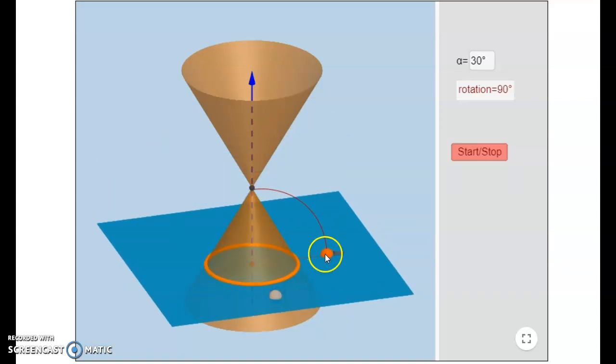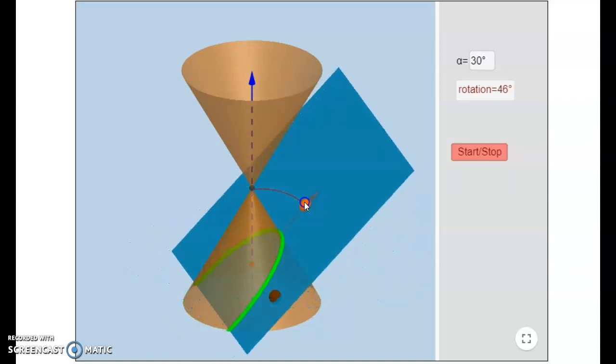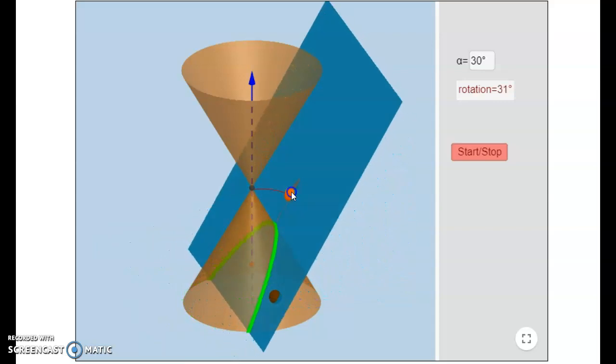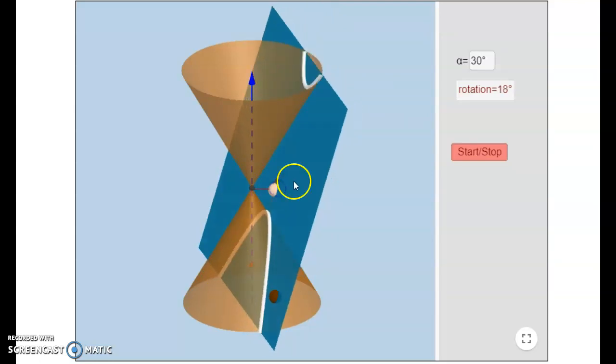We will just deal with the circle, the ellipse, the parabola that we get when we are parallel to a side of the cone, and the hyperbola. I hope that helps explain where they come from.